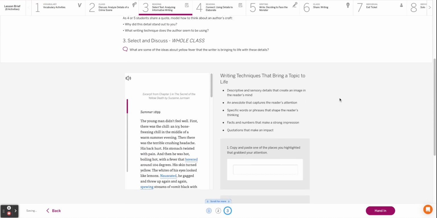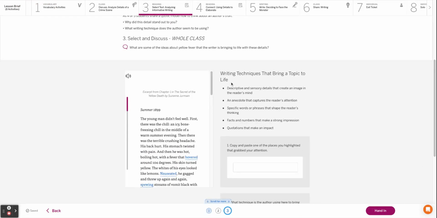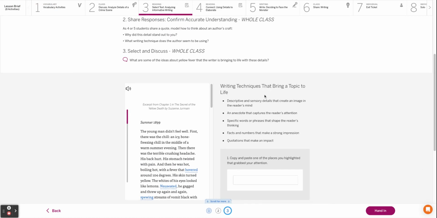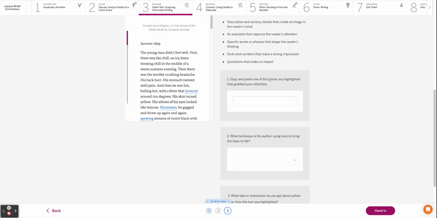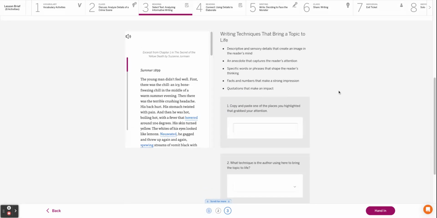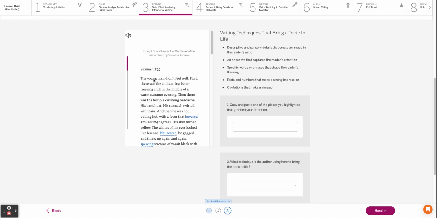Activity 3, or sorry, card 3. As we reflect on those writing techniques, we've got them again listed right here. You are going to copy and paste one of the pieces you highlighted that grabbed your attention. So if you highlighted this part, you're going to copy and paste that over here.